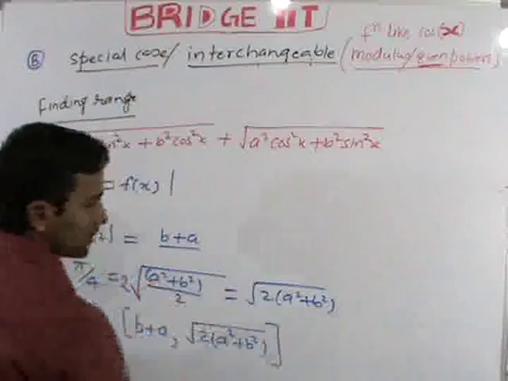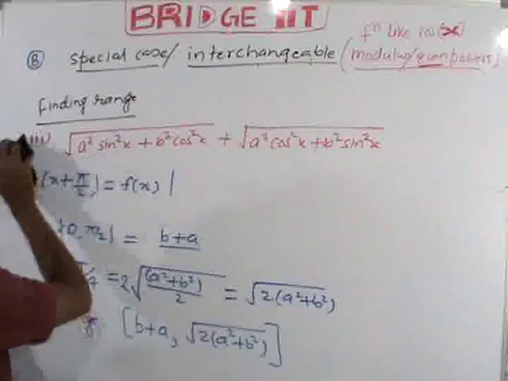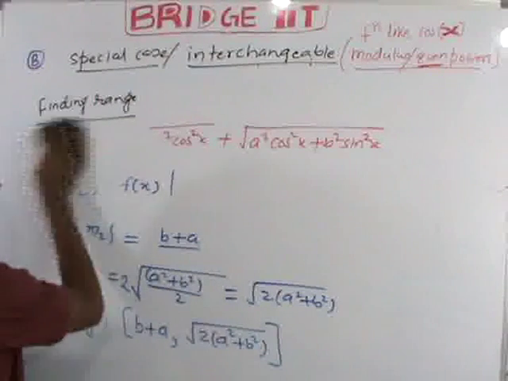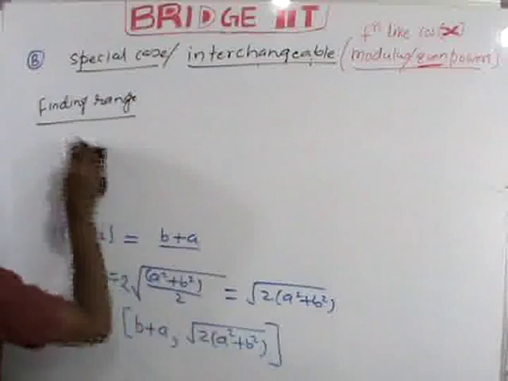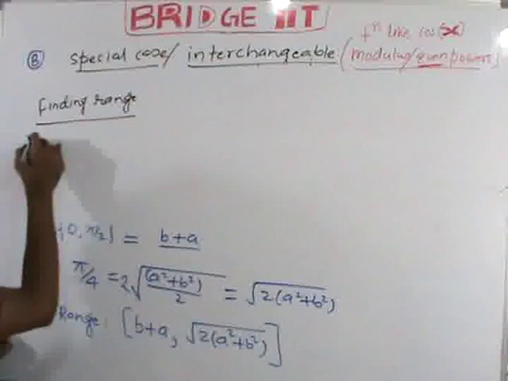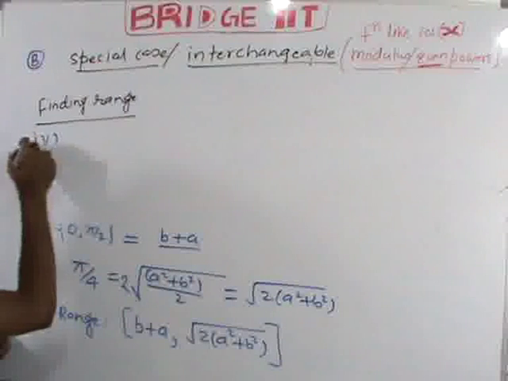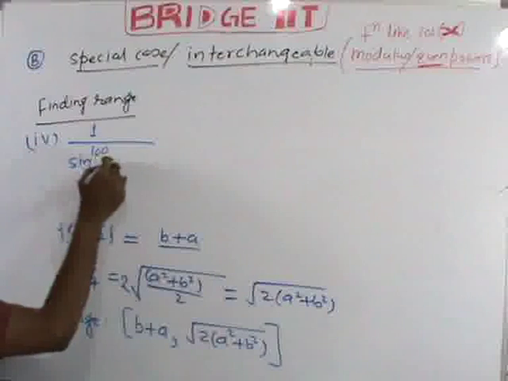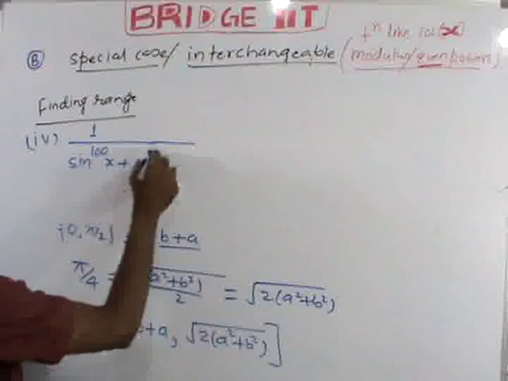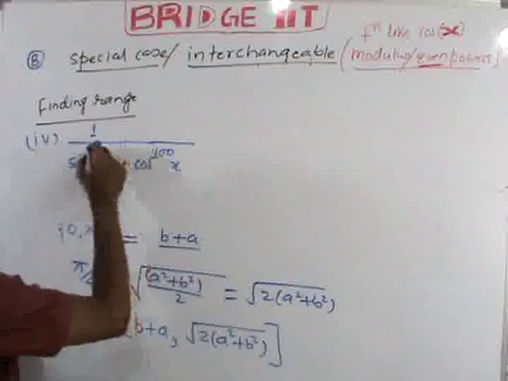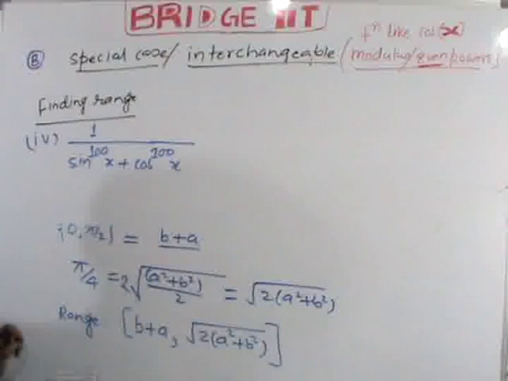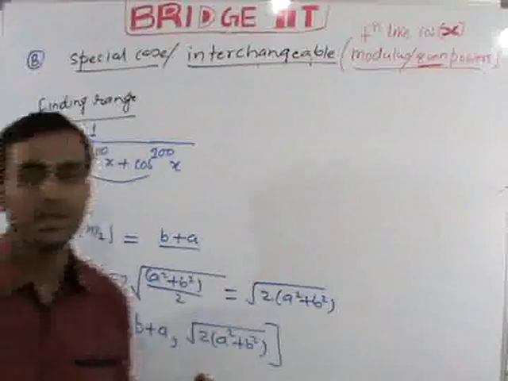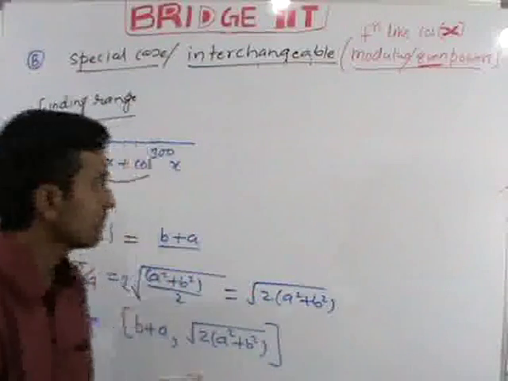Now find the range of, question is, find the range of 1 by sine to the power 100x plus cos to the power 100x. Okay. So what is the period of this function? You can see the period of this function, again this is an interchangeable case. So the period is pi by 2 here.